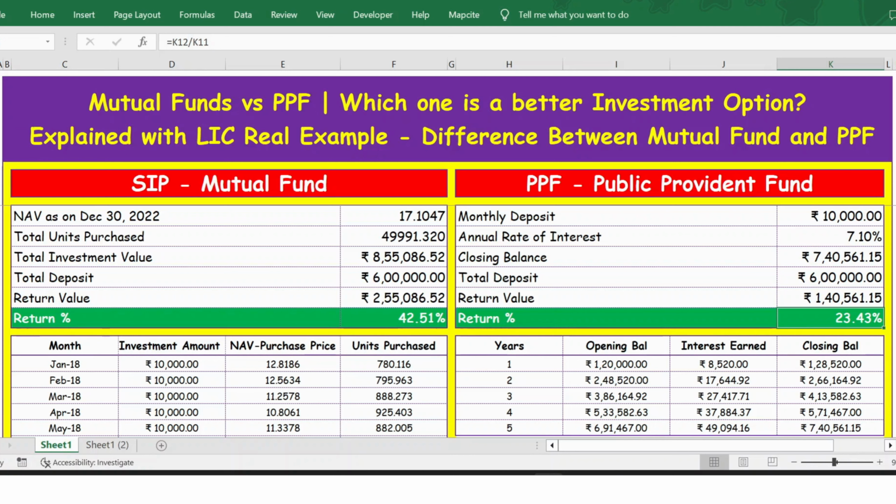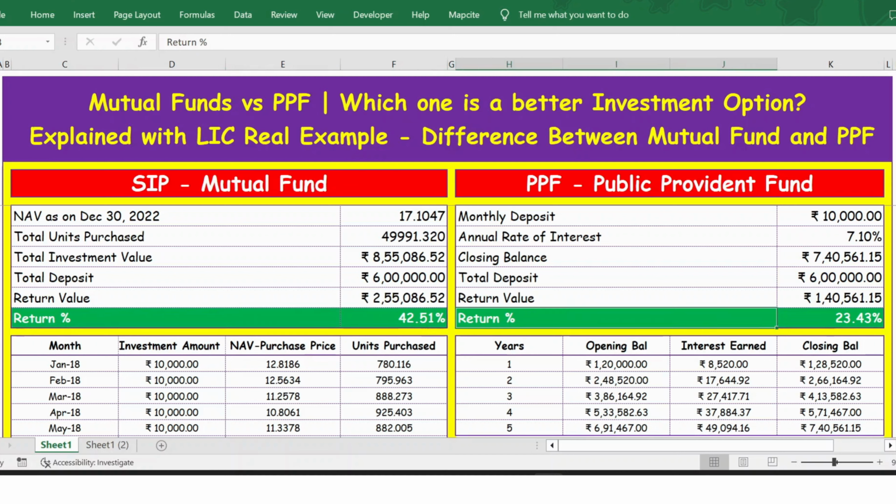To calculate the return percentage, similarly 1,40,000 divided by total deposit, you have 23.43%. And this return, whatever we have in PPF, is absolutely tax free. So we can assume that's the final return percentage, whereas in SIP, it is a pre-tax percentage. So you can see there is a huge difference in terms of return, where in PPF you have 23%, whereas in SIP it is 42.5%.